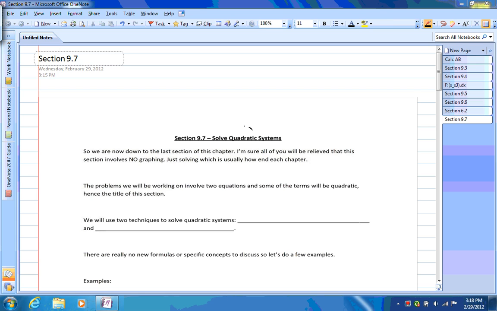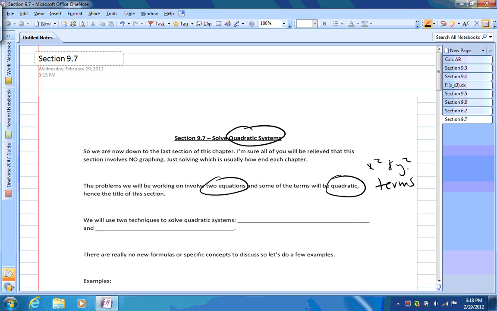These are called solving quadratic systems, and that's because we're going to have two equations. That's why it's called a system. And some terms will be quadratic, meaning they'll have x squared and y squared terms. The way we'll go about solving these will be the following. We'll either use substitution. That's actually one of the first techniques we're going to use. Or elimination, which you guys should be familiar with after taking Algebra 1 a couple of years ago. So there's no new formulas or specific concepts to talk about, so let's go straight to the examples.